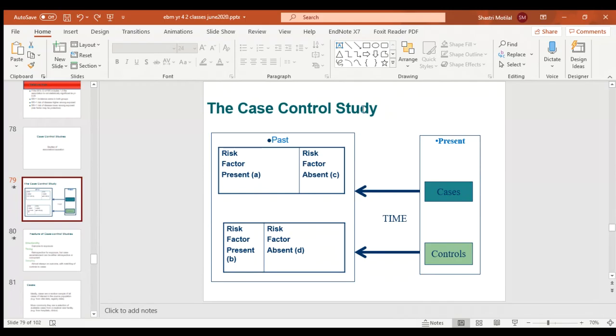So a case control study is much easier to do, but if you remember the hierarchy of evidence, it's actually below a cohort study. And the reason it's below, the strength of evidence is actually much less, is because it's prone to much more confounding, which is what we'll see in a few slides.